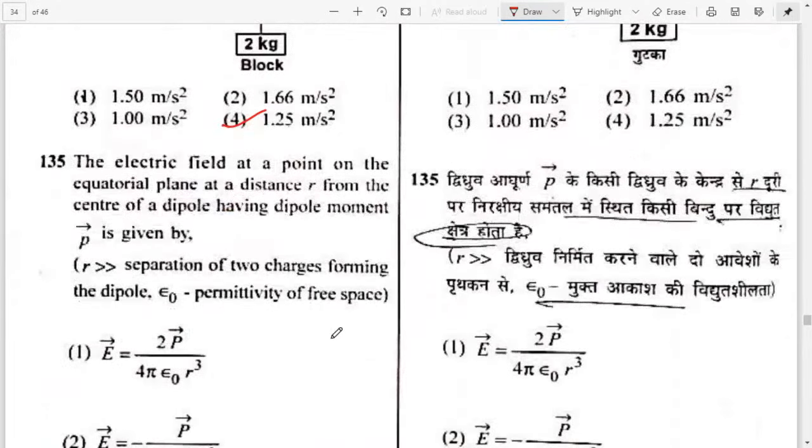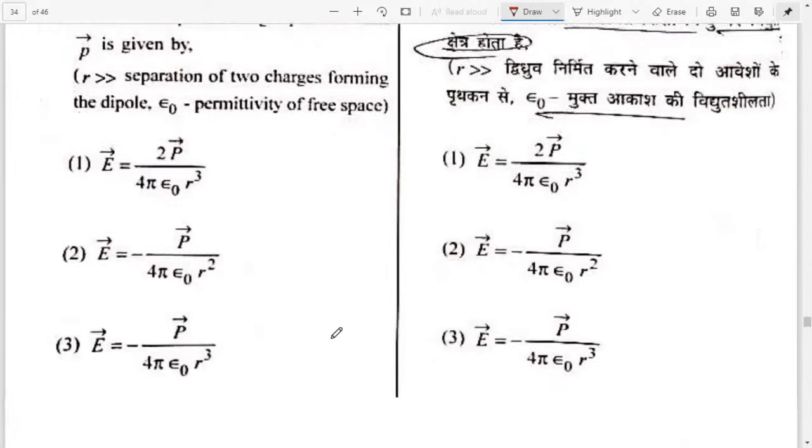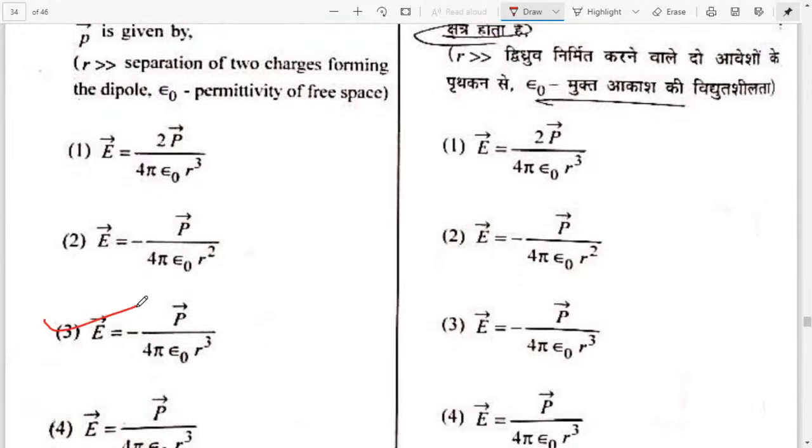Next, question number 135. The electric field at a point on the equatorial plane at a distance r from the center of a dipole having dipole moment is given by, where r is much greater than the separation of two charges forming the dipole, and epsilon 0 is permittivity of free space. It is option number 3 is correct option, students.